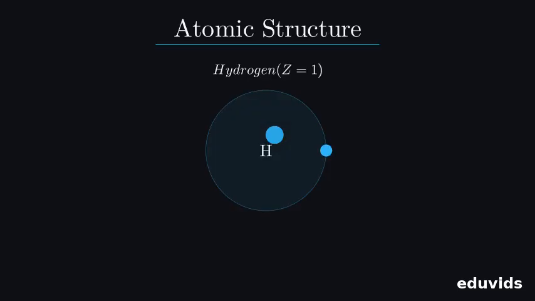Let us look at a simple atom, hydrogen. Hydrogen has 1 proton in the nucleus and 1 electron in the first shell. On screen you will see labels: proton in the center and electron in the shell.